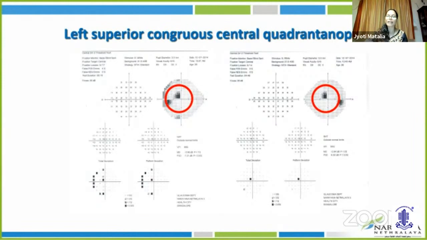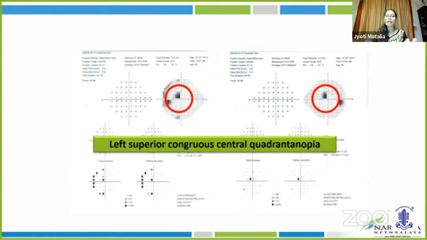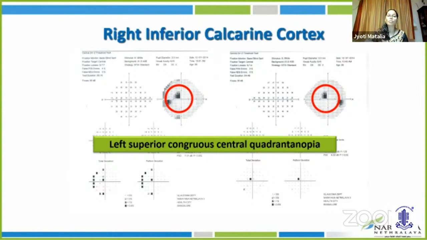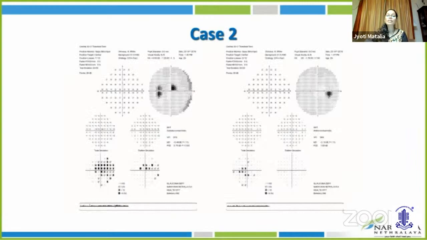Hence, we know that this defect will actually be caused due to a problem at the tip of the occipital lobe. And as we know, the representation is opposite. A left superior congruous central quadrantanopia will be caused by a lesion in the right inferior calcarine cortex. Hence, with this in mind, we did the MRI scan and it showed the presence of these cysts, confirming CNS tuberculosis.